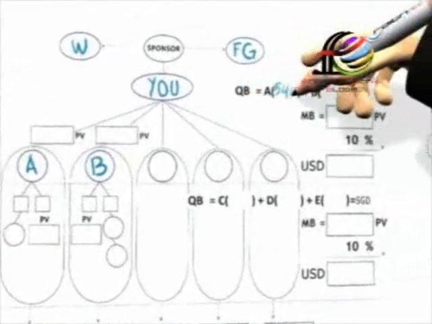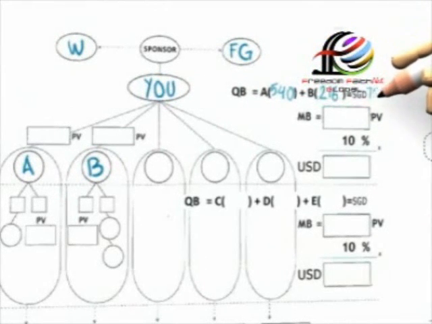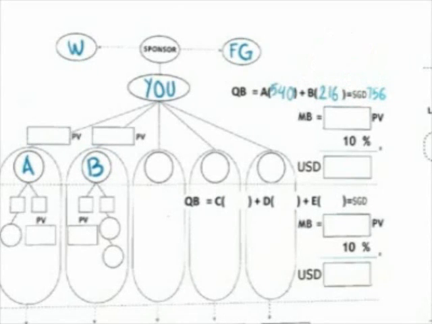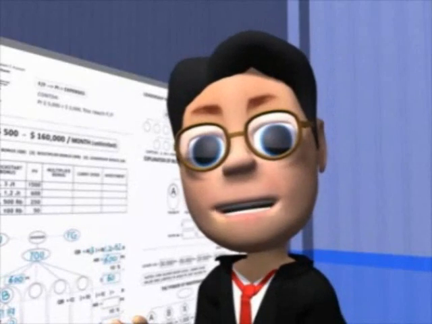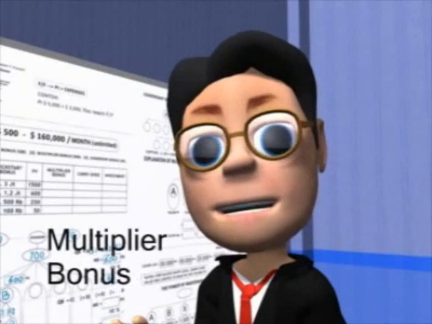If B joins the Platinum level, you will receive a quick start bonus of 216 Singapore dollars. So your total amount of the quick start bonus will be 756 Singapore dollars. That is just the quick start bonus. Besides that, you will also receive what is called a multiplier bonus.